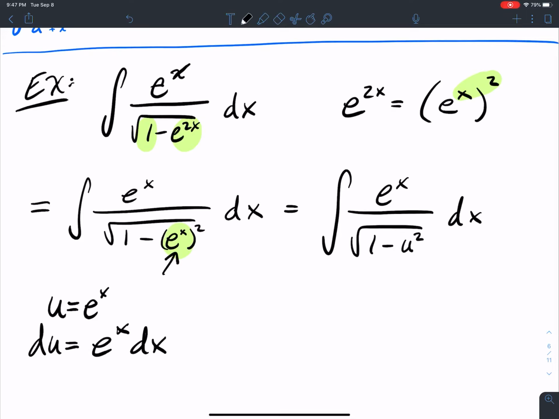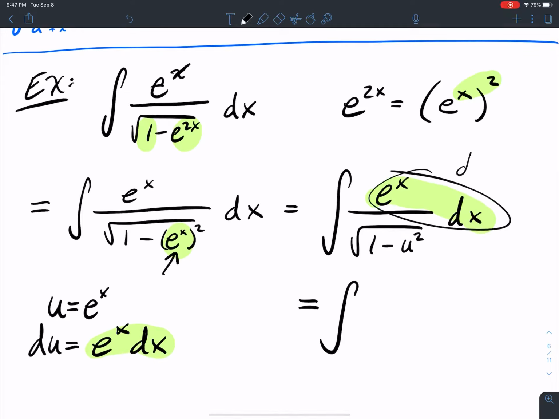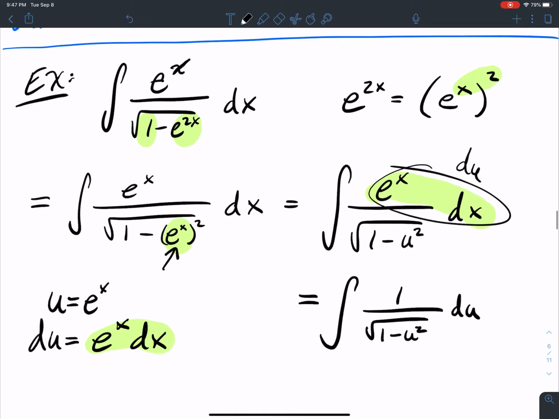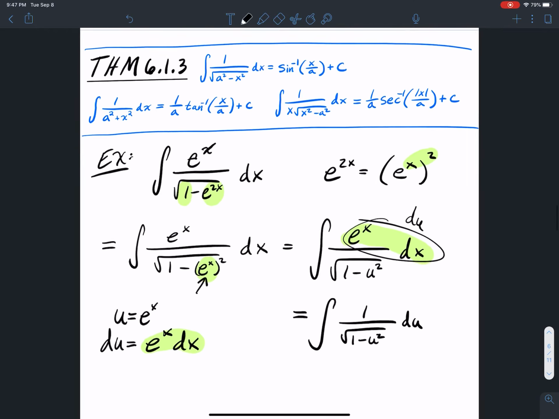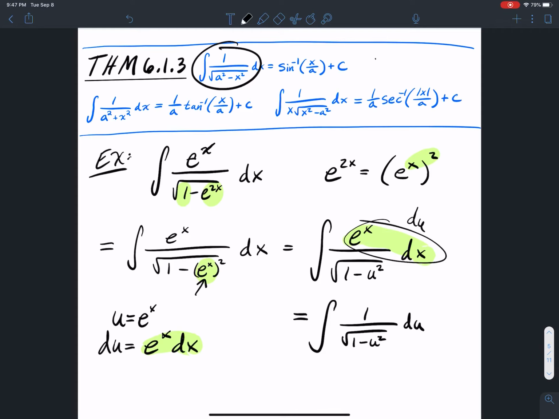And golly, look at that. e to the x dx is right there. So what is this going to be? This is going to be the integral of, I'm going to replace this with du, so it's 1 over the square root of 1 minus u squared du. Now that looks familiar. That looks exactly like what I want, with a equal to 1. Okay, so now we're cooking with peanut oil.